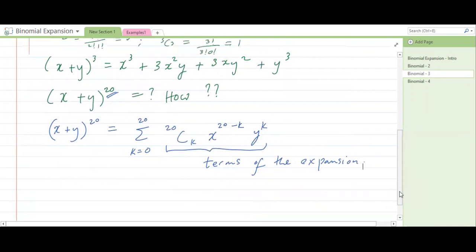If we have to expand these terms, if k is equal to 0, then what we have is 20 choose 0, x to the power 20, y to the power 0. And we know that 20 choose 0 is 1, so we just have x to the power 20. How do we know 20 choose 0 is equal to 1? Because that's 20 factorial over 0 factorial, 20 factorial. That and that cancel out. 0 factorial is defined to be 1, so the answer is 1.